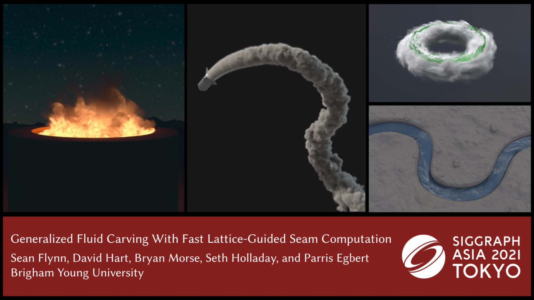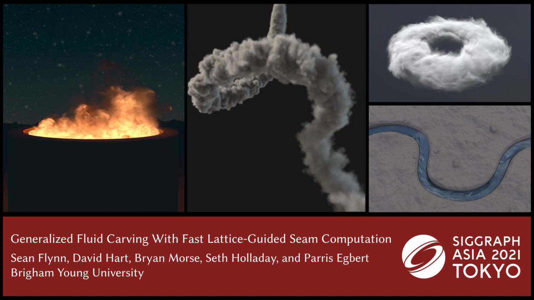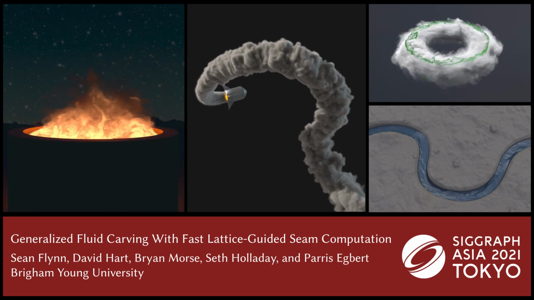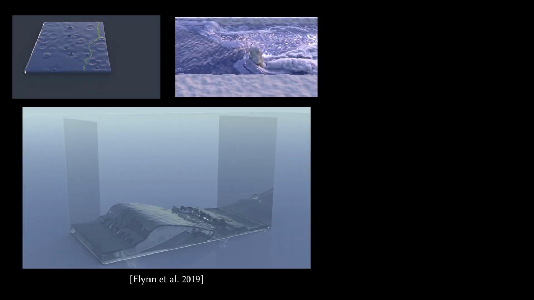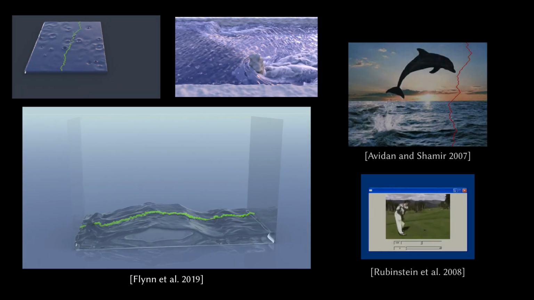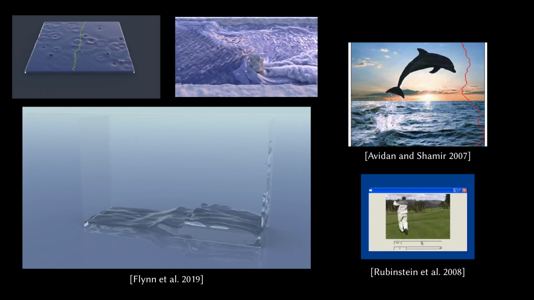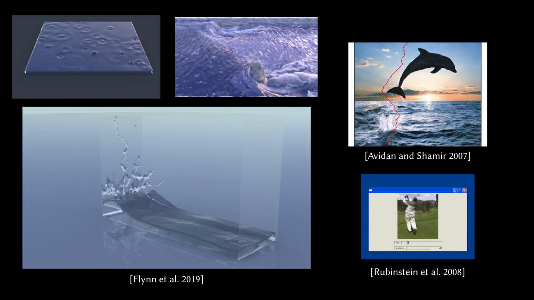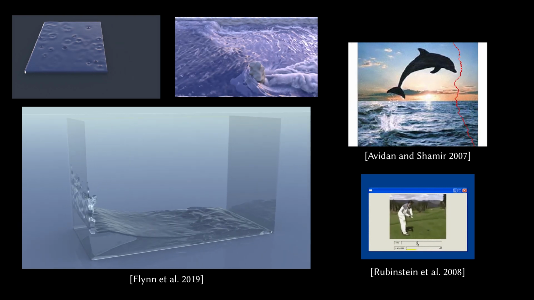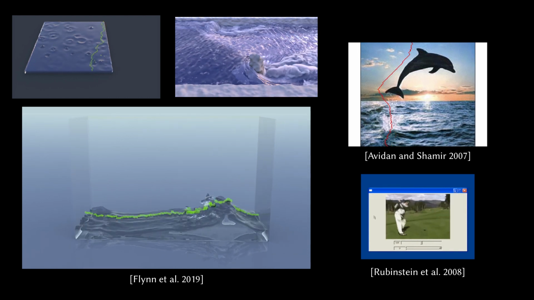In this paper, we present a novel method for intelligently resizing a wide range of volumetric data, including fluids. Fluid carving, which was built upon image-based seam carving methods, provided an exciting new way for artists and content creators to post-process and reuse fluid data. However, in its initial formulation, this technique was quite limited.